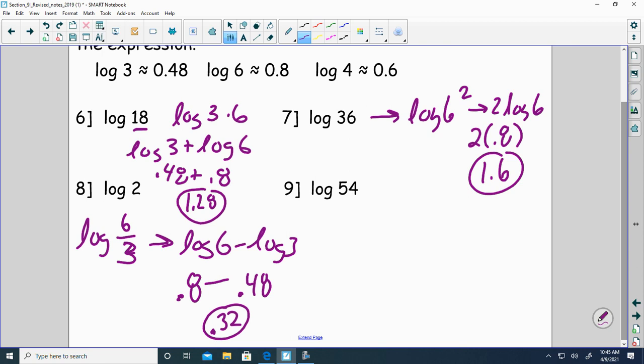All right, my friends. So we have to remember we're trying to use the 3, the 6, and the 4 to get to 54. But we also know that with 54, we can deal with things that are squared. So I think 9 times 6 is 54. And you're like, 9's not up there, genius. You're right. But 9's the same thing as what? 3 squared. Okay? So I know that this is the same as this.